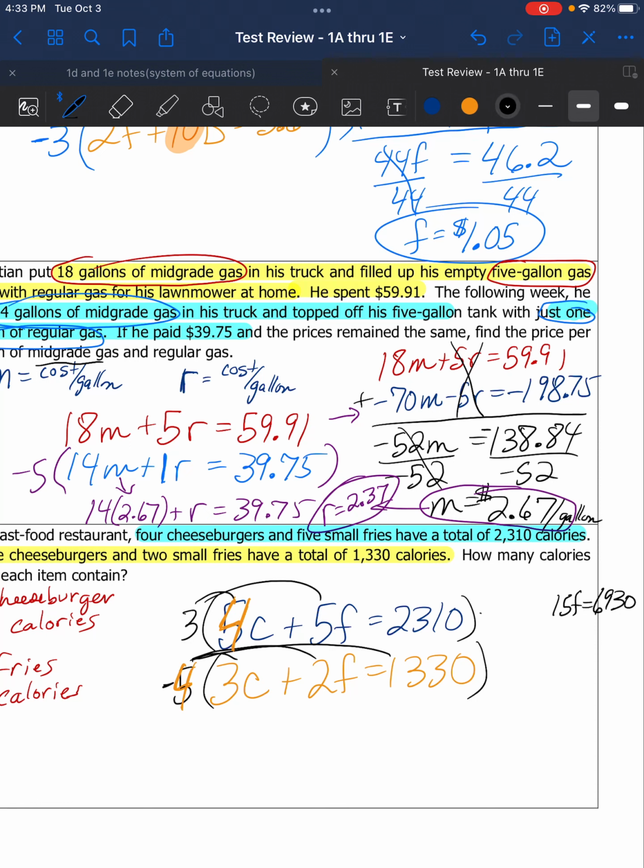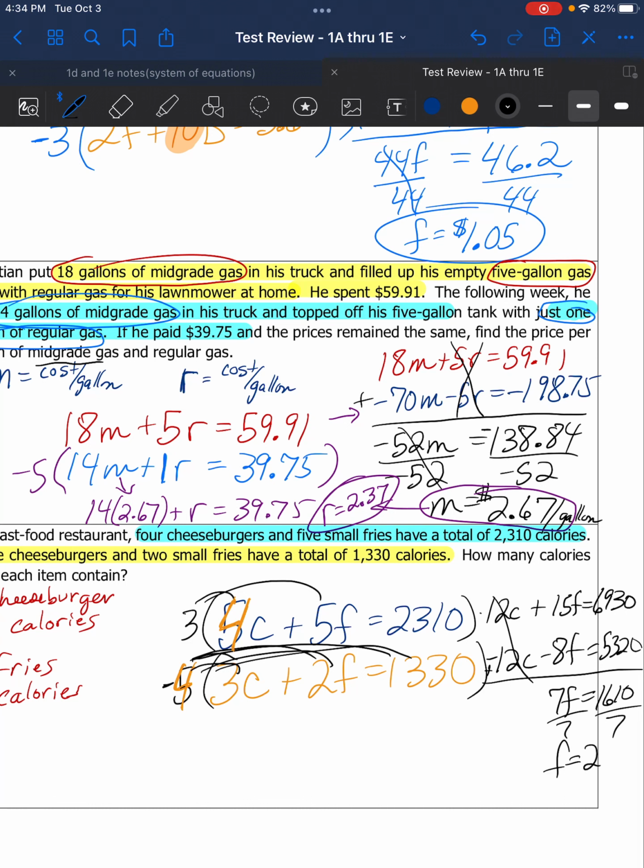All right. So I have 12C plus 15F, and then I have a negative 12C in the bottom, minus 8F, equals 5320 when I distribute this in. I'm sorry. Eliminate my C's, I get 7F equals 1,610, divided by 7, and we get the fry to equal 230 calories. My goodness.